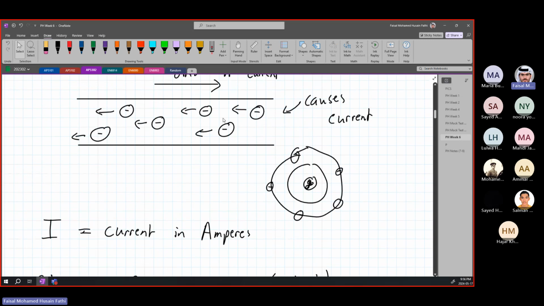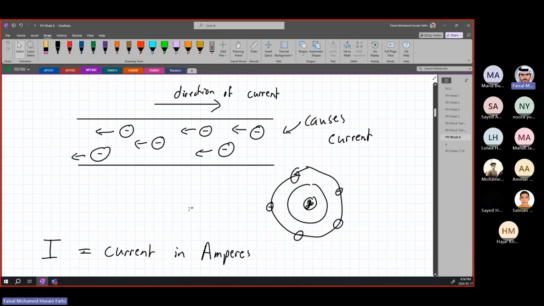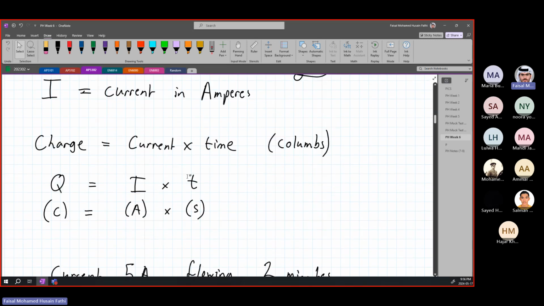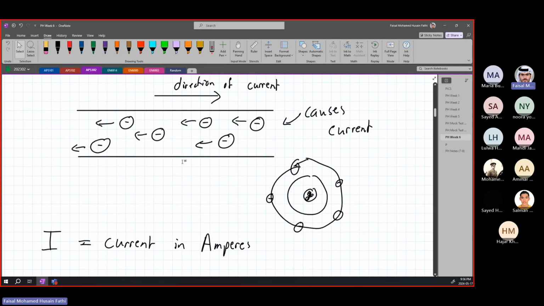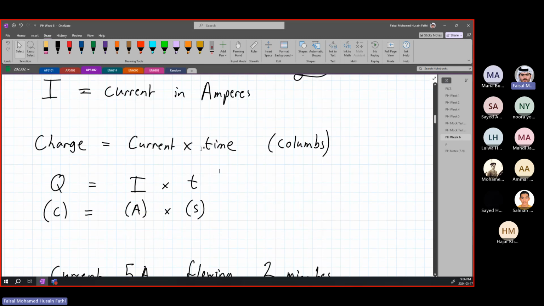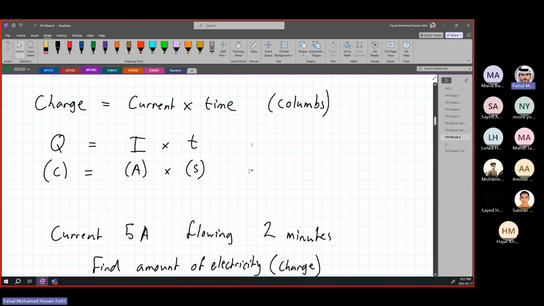So current is simply just the flow of electricity in some way, or of the flow of electrons. Current, you can find the charge, which is basically how much current is moving through a specific place at a specific time by just multiplying current with time. All right, that is your charge.